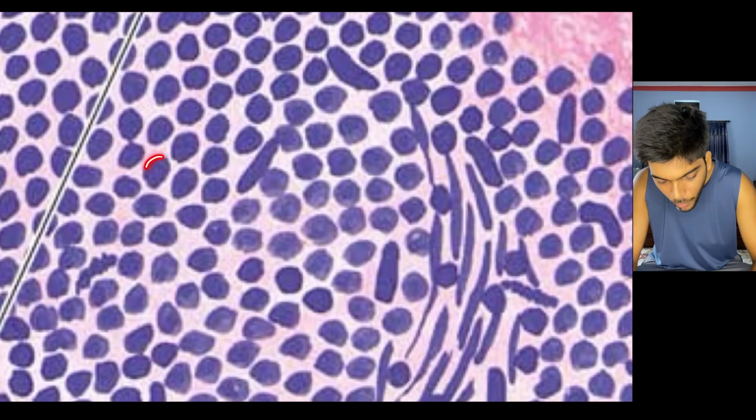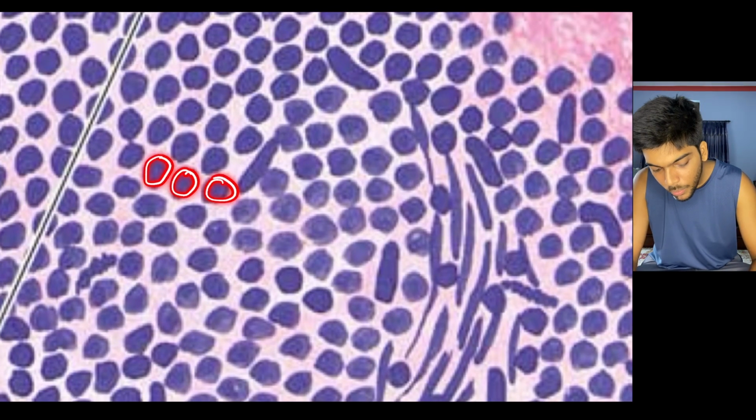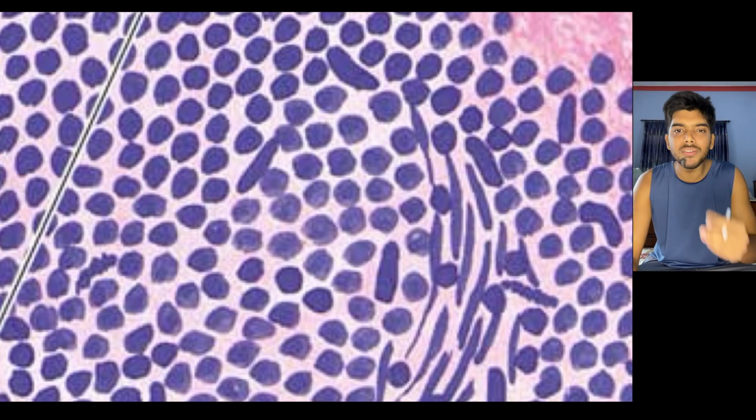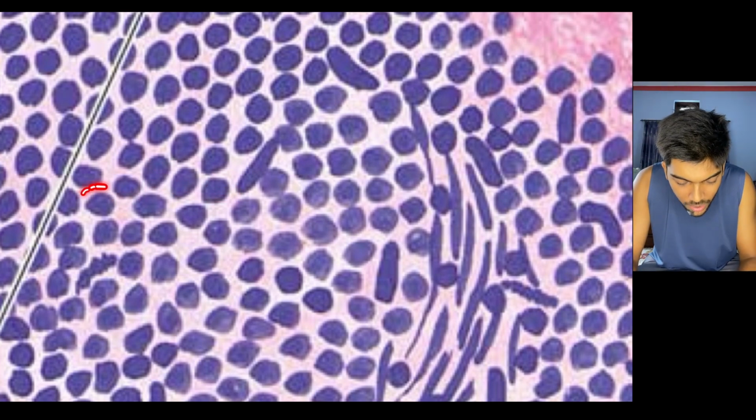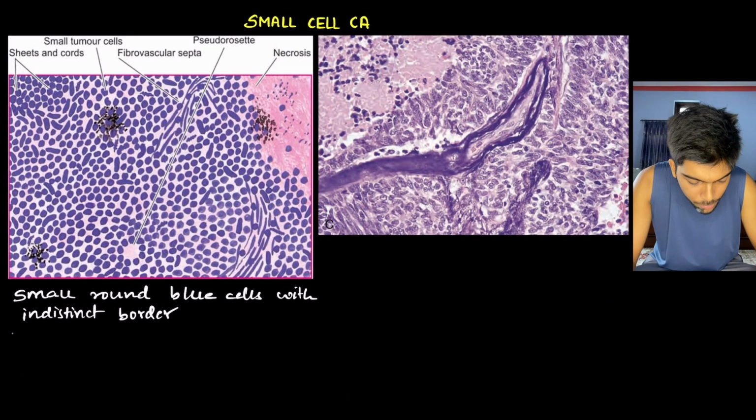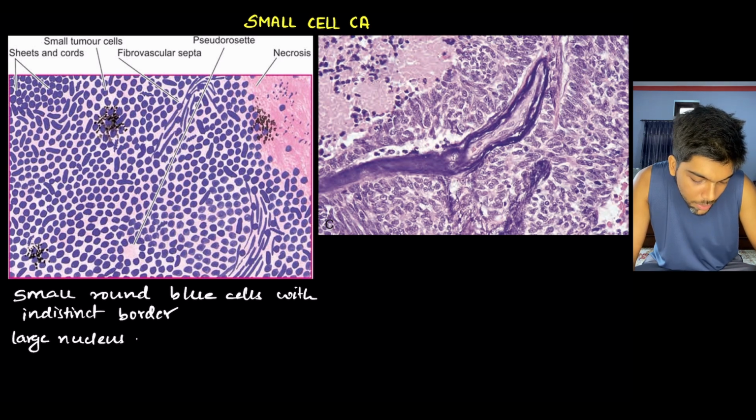See, the cells are small, they are round, and they are blue, and the border is not distinct. So these are actually the nucleus of the cell. The outer border is not visible. The reason the cells are small, round, and blue is due to the presence of a large blue nucleus, with scanty cytoplasm, barely any cytoplasm.